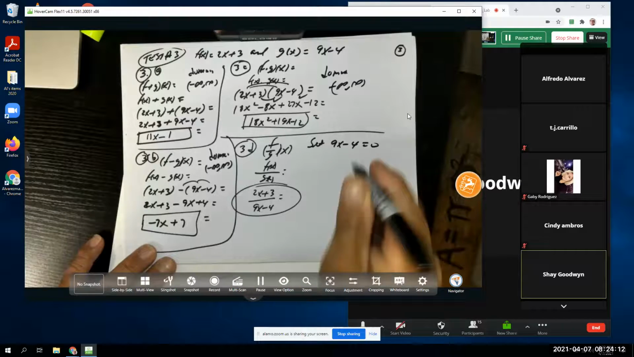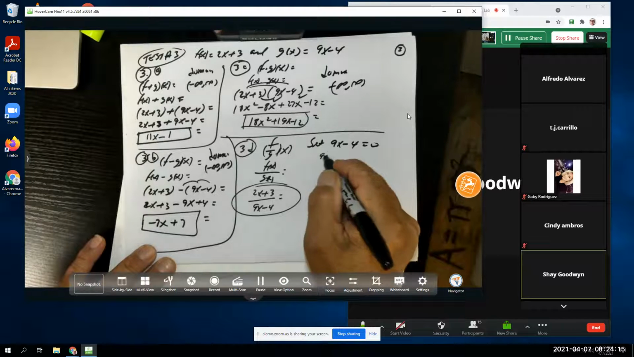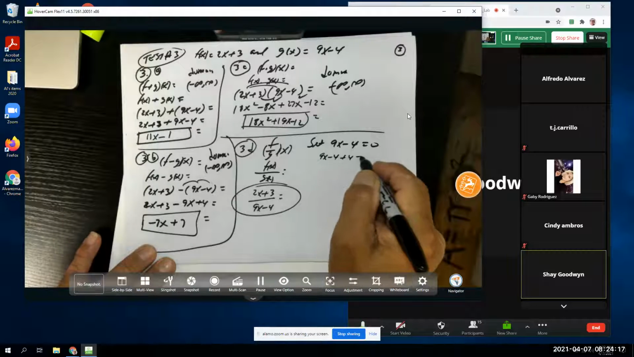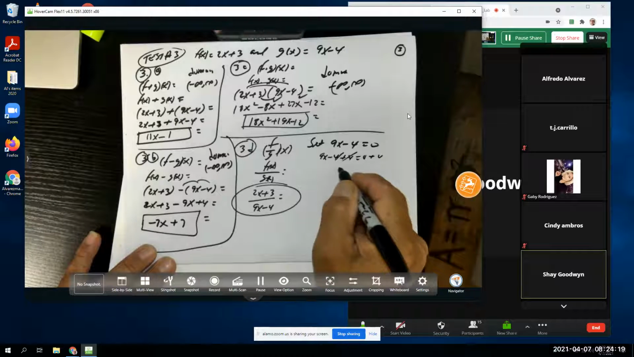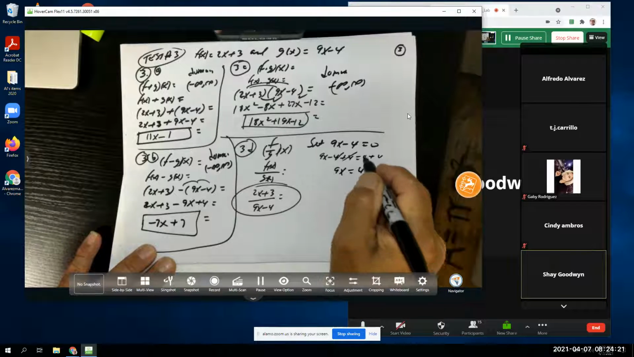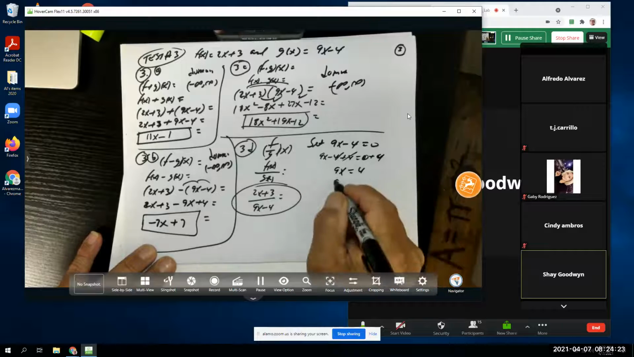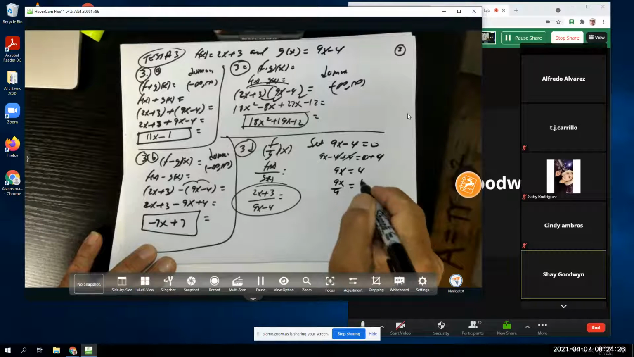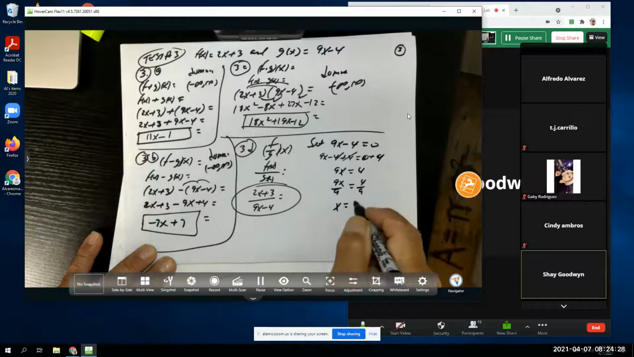So the only thing that you have to do is solve this thing. So 9x minus 4, add 4. These are gone. So 9x equals 4. So now divide both sides by 9 and this one by 9. So x equals 4 over 9.